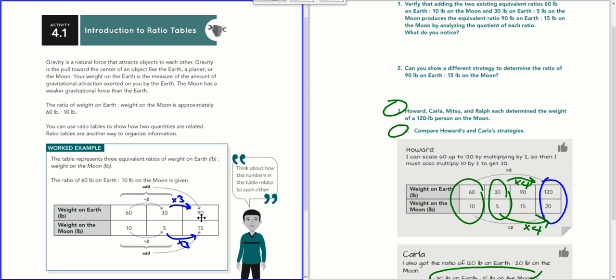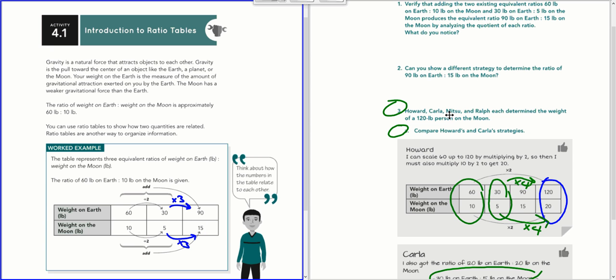And then they did an interesting thing here. They added the 60 and the 30 to get 90, and then the 10 and the 5 to get 15. Now, we could have also multiplied by 3 here and multiplied by 3 here, and that would also get us this 90 over 15, which is basically what they're getting at right here.